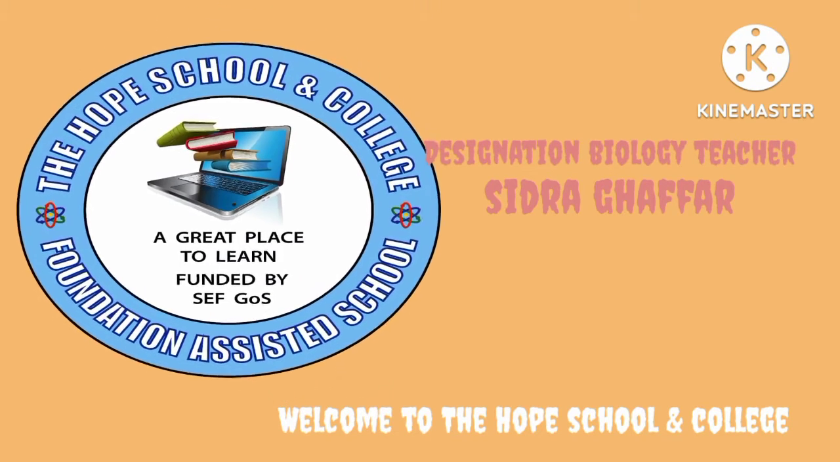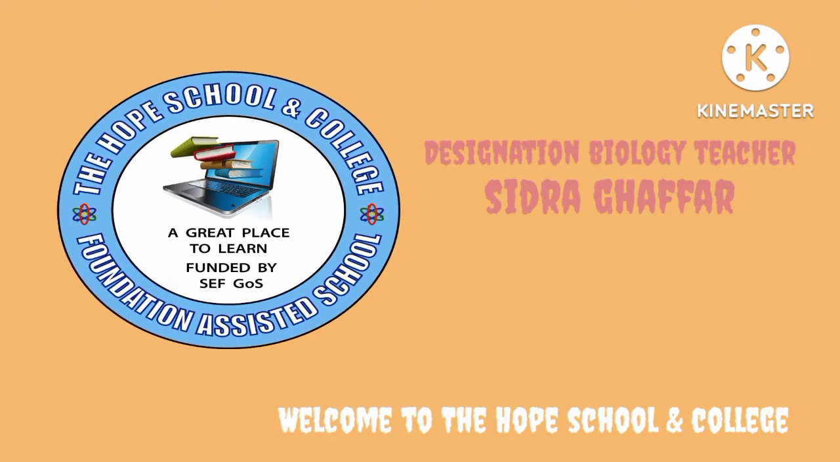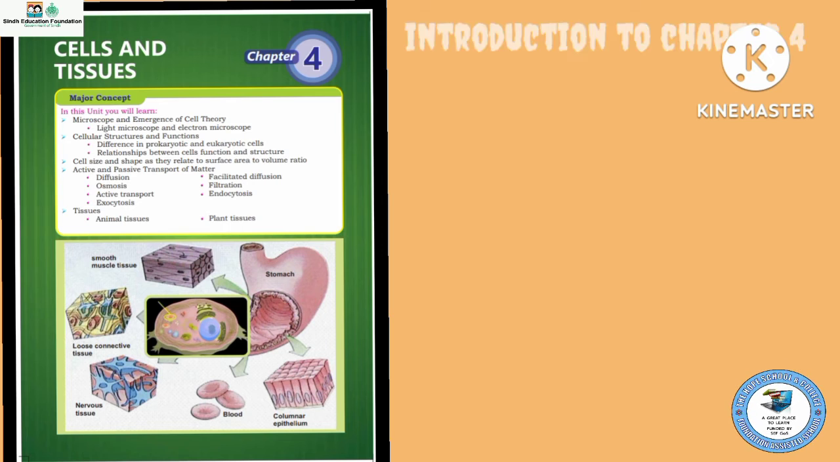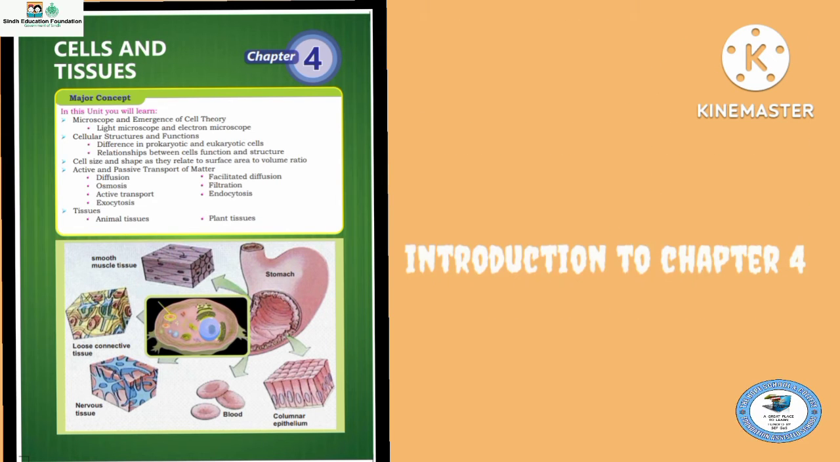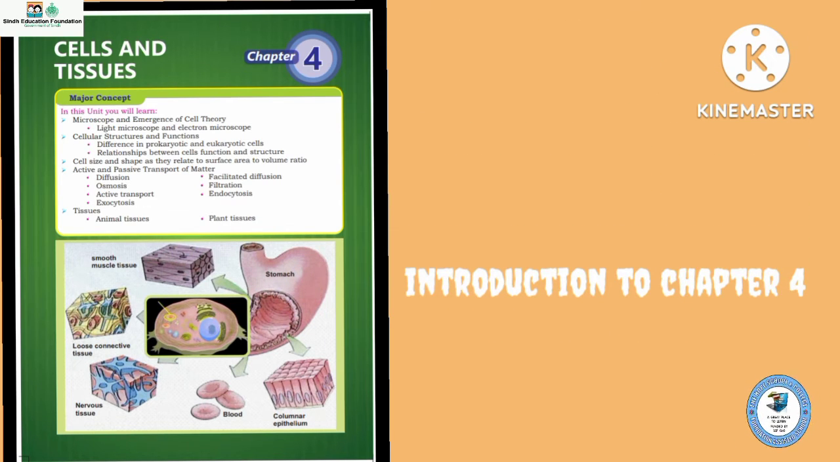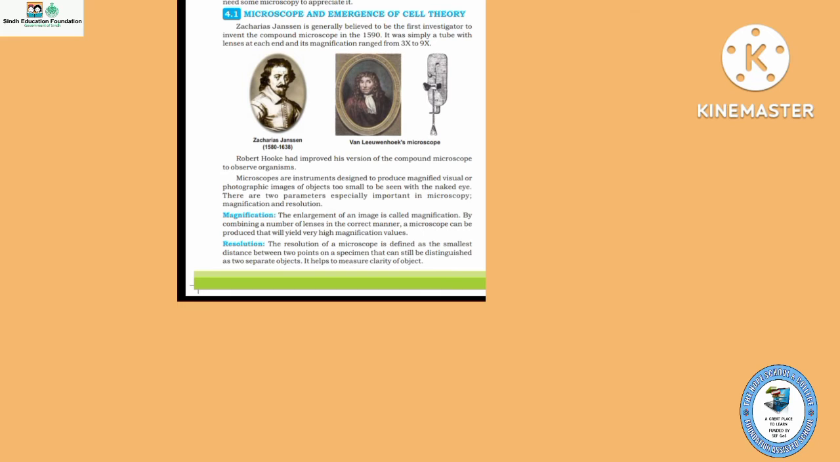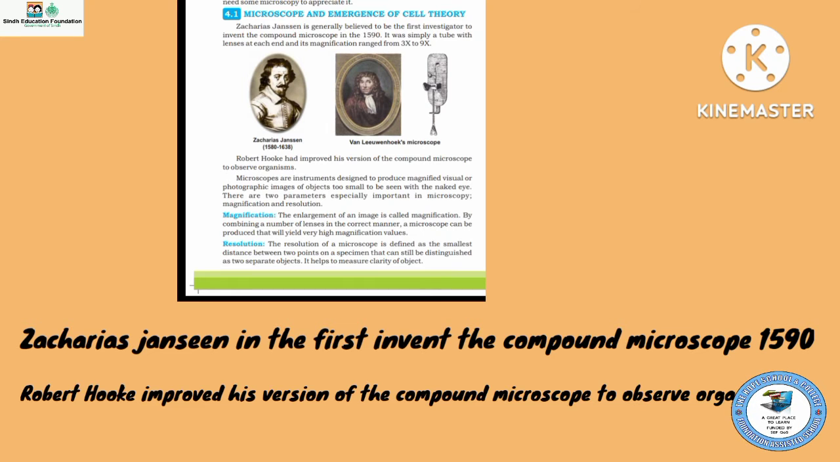Now today we discuss the fourth chapter of biology. In this unit you will learn about microscopic study, cellular structures and functions, cell size and shapes, animal and plant tissue. Number 1 is microscopic emergence of cell theory.